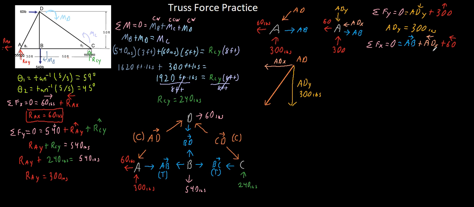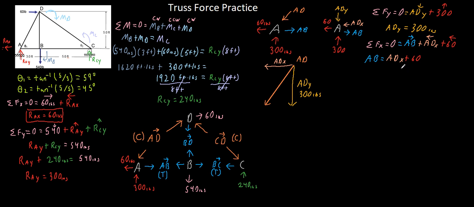And if all these forces are adding up to 0, that means my rightward forces have to equal my leftward forces, so I can rewrite this to say vector AB equals ADX, or our X component of vector AD, plus 60 pounds.